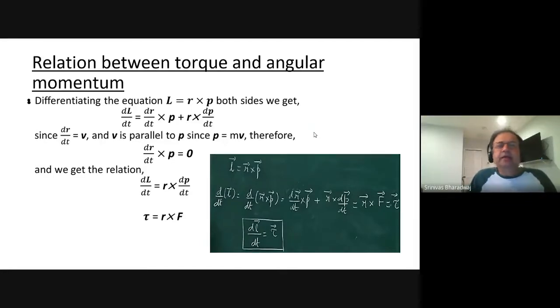So what is dL by dt? It is the rate of change of angular momentum. The rate of change of angular momentum is proportional to the impressed torque. It is the rotational equivalent of Newton's second law. And what is the torque? r cross F. It is the moment of the force. Angular momentum is the moment of the momentum. Torque is the moment of the force. The rate of change of angular momentum is directly proportional to the impressed torque.